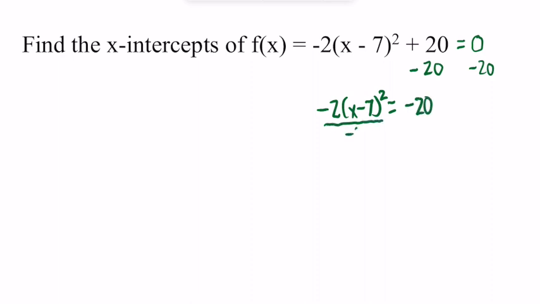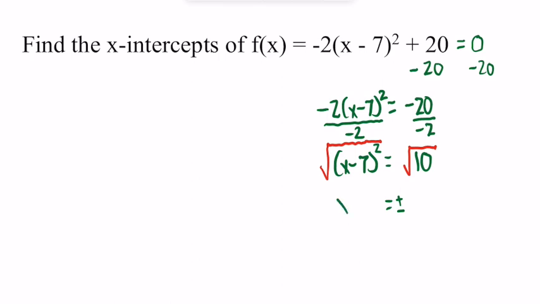Next, we divide both sides by -2, and we have (x minus 7) squared equals 10. Now that we have the thing that's being squared by itself, we take the square root of both sides, remembering that when you take the square root of both sides, you need to stick a plus or minus in front of the number on the right side. On the left, the square root and square cancel out, so we're left with x minus 7.